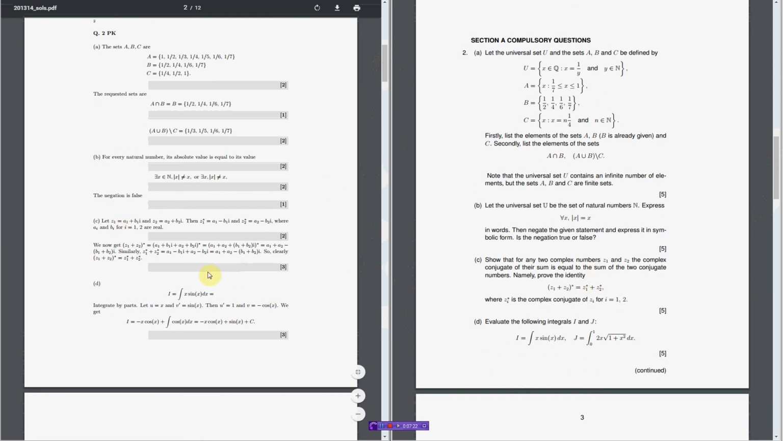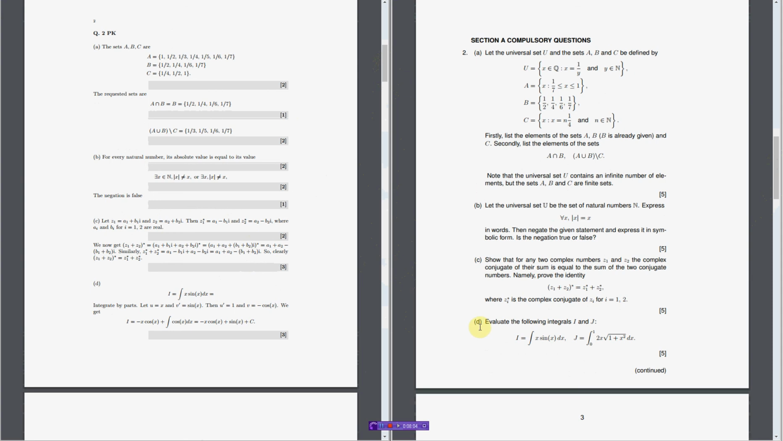Okay, that's dealing with the left-hand side of the given result. We then focus on the right-hand side, adding together the two conjugates. The conjugate of z1 is a1 minus b1i, the conjugate of z2 is a2 minus b2i, and when you collect together the real and imaginary parts, you get a1 plus a2, the real part, minus i times the imaginary part, being b1 plus b2. And what we've shown there is that these two expressions are the same: the conjugate of z1 plus z2 and the conjugate of z1 plus the conjugate of z2. They're both the same, so we've proved the required result.